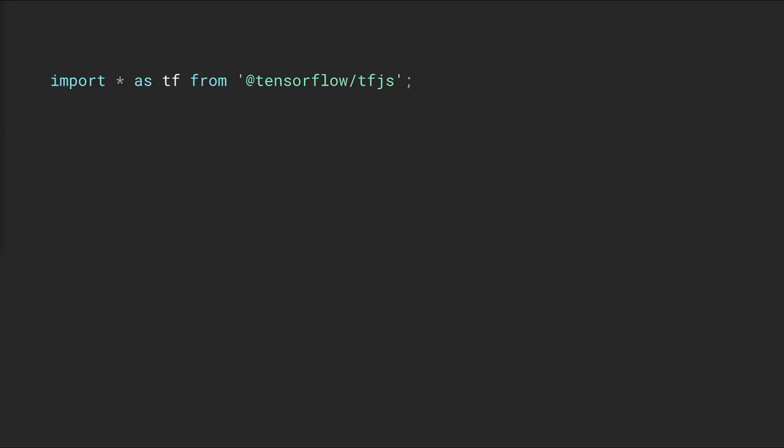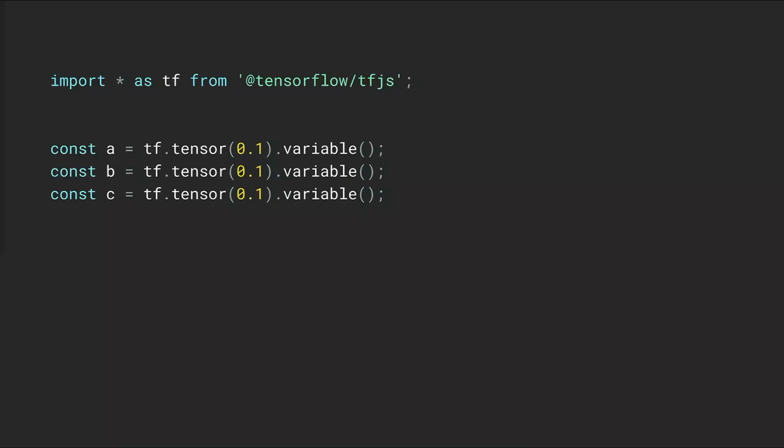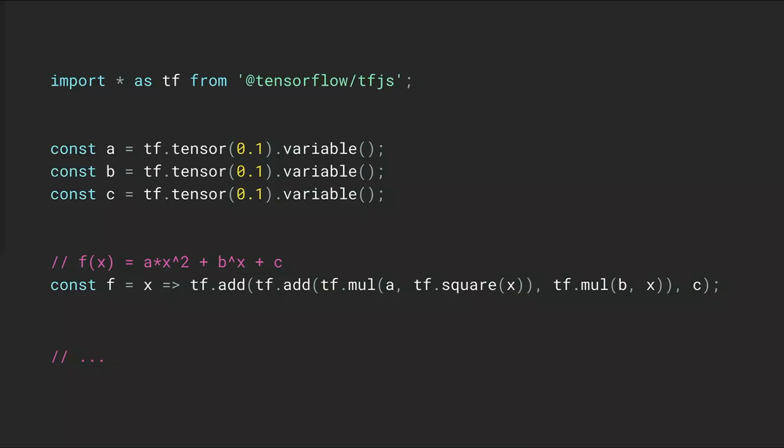So we import TensorFlow from TensorFlow.js. For those of you that are not familiar, this is a standard ES6 modern JavaScript import. We have our 3 variables that we're trying to learn, A, B, and C. We mark them as variables, which means that the optimizer, the machinery that runs and trains our neural network, can change these variables for us. We have our function, f of x. Given some data, it will compute the output. This is just a polynomial function, a quadratic function.